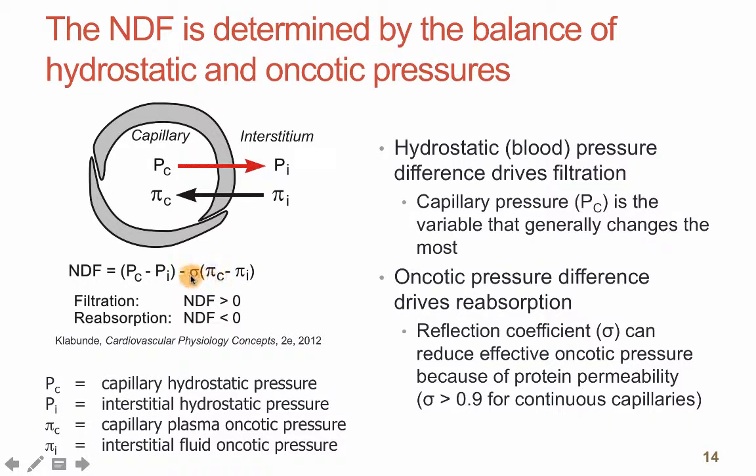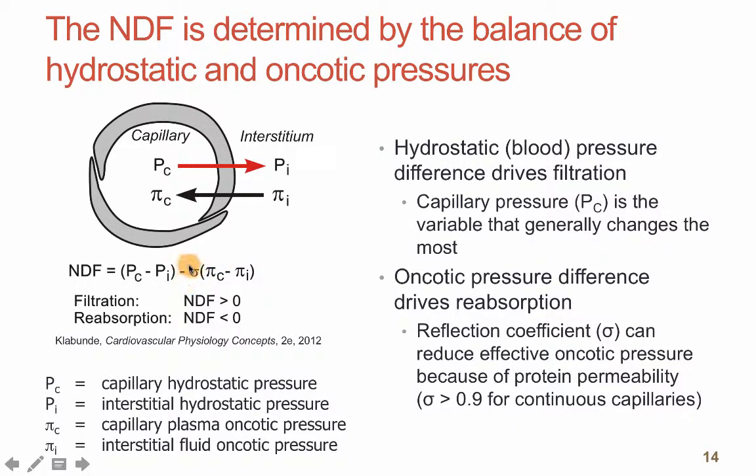If the net driving force is greater than 0, in other words, if the hydrostatic pressure gradient is greater than the oncotic pressure gradient, then fluid will filter across the capillary wall into the interstitium. If the net driving force is less than 0, meaning that the capillary hydrostatic pressure gradient is less than the oncotic pressure gradient, then there will be a net movement of fluid from the interstitium to inside the capillary.